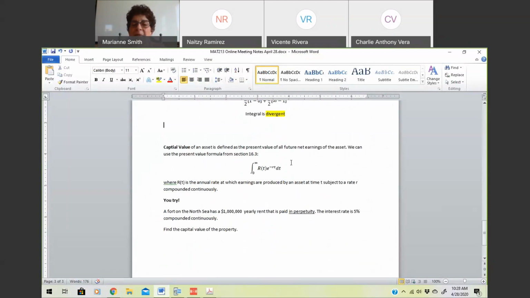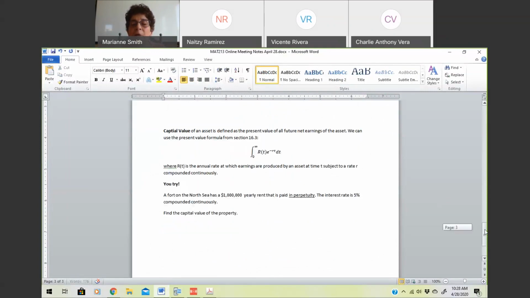The capital value of an asset is defined by this sort of integral, where R of t is the rate at which earnings are produced by the asset, and e to the minus rt is giving you a value compounded continuously at a given rate. Okay, so here's your formula. And here's the problem you want to try.